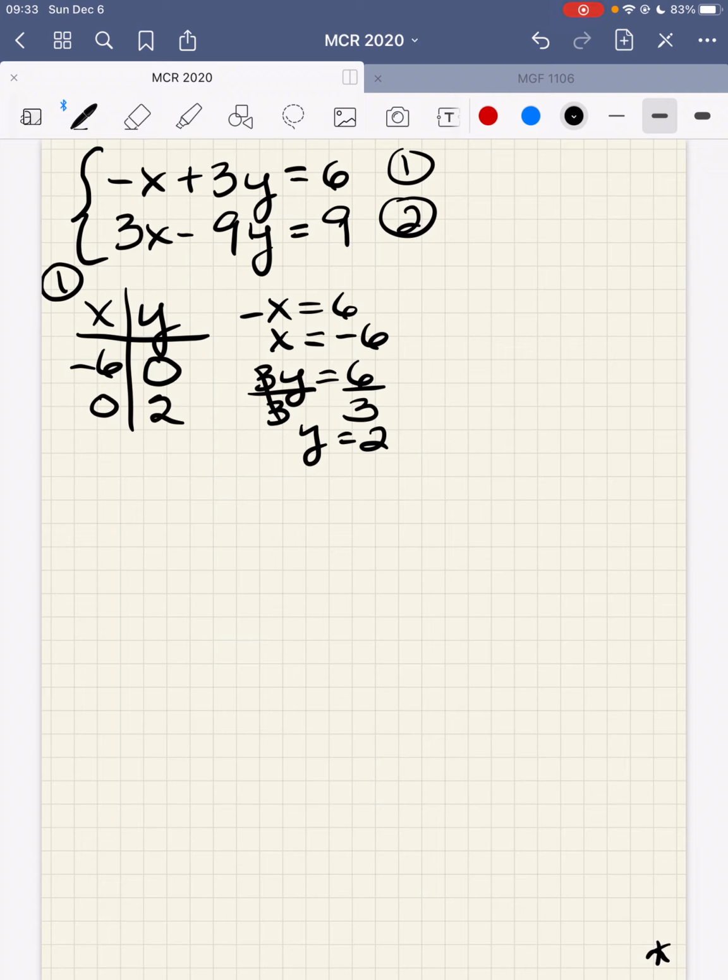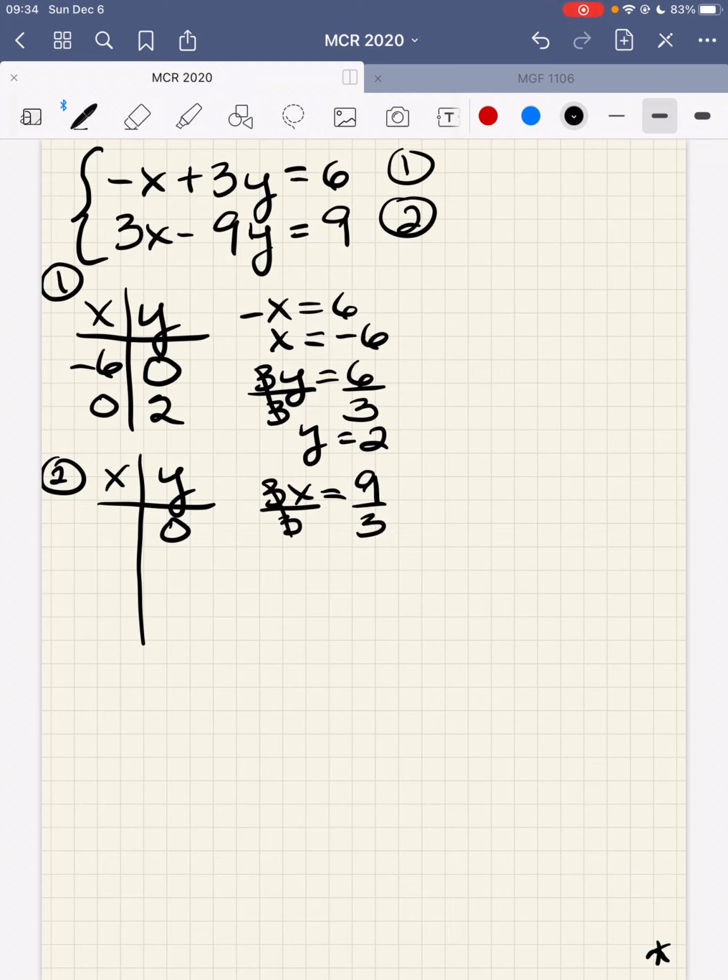All right. Going to work with equation 2. I'm still going to do an xy table because it's in standard form. If I go ahead and make y 0, that gets rid of this along with that minus sign. And I'm left with 3x is equal to 9. Divide both sides by 3. X is equal to 3.